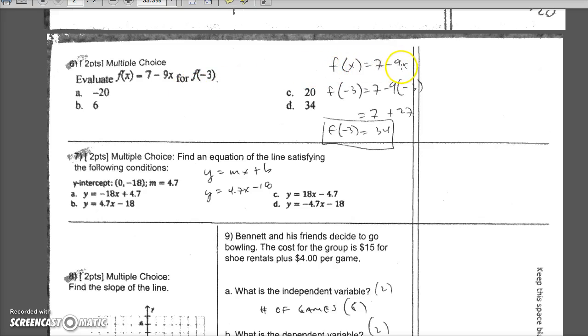So there's my function notation. F is a function of x, so every x value you're going to put in -3. So there's my x, put in -3. Because the -9 is next to x, that's multiplication, so -9 times -3 gives me a positive 27. 7 plus 27 is 34. F of -3 equals 34. That would be choice D.